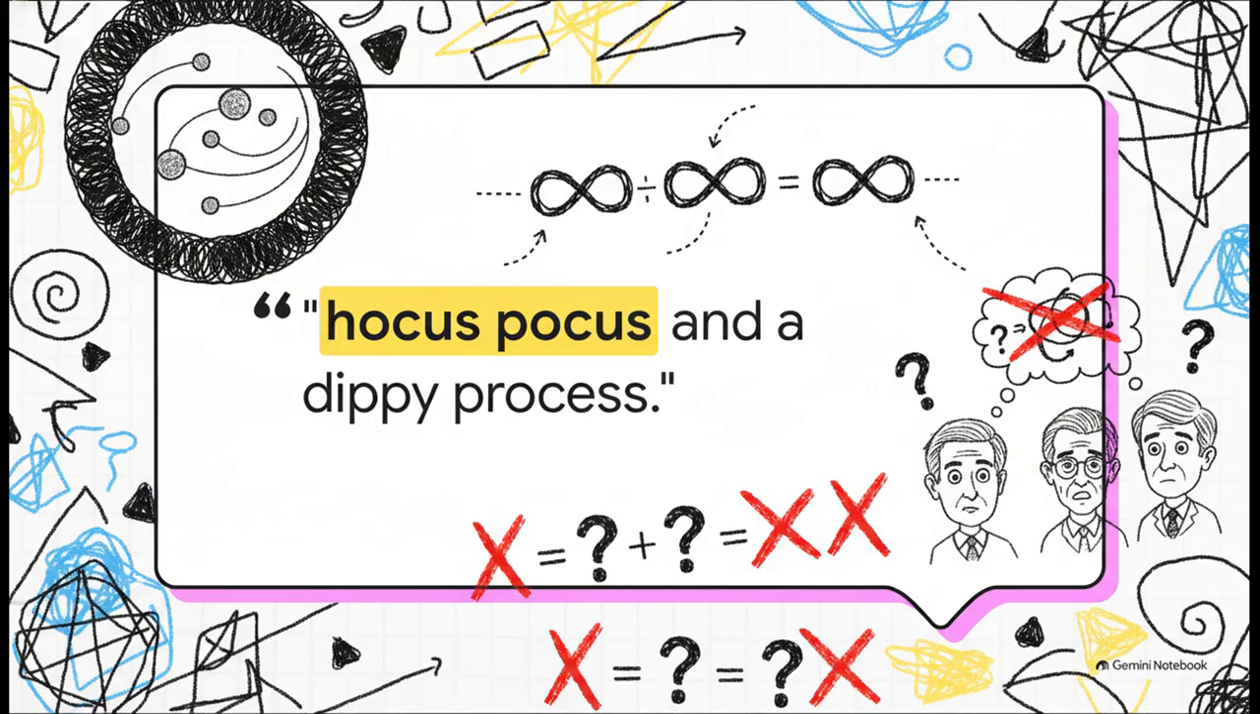So to extract any kind of finite, usable predictions out of this, physics legends like Feynman, Schwinger, and Tomonaga had to implement this thing called renormalization. It's essentially this process of subtracting infinite quantities from other infinite quantities. And look, even Feynman himself wasn't thrilled with this workaround. He famously called the process hocus pocus and a dippy process, because at the end of the day, it's really just a mathematical patch for a structural flaw.